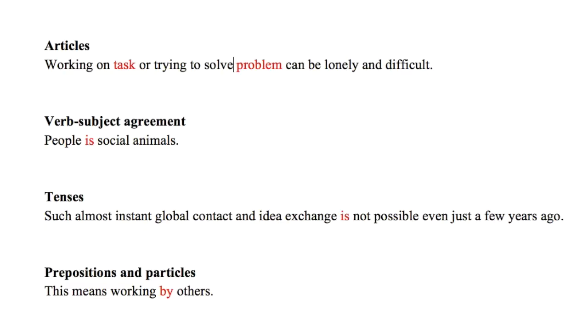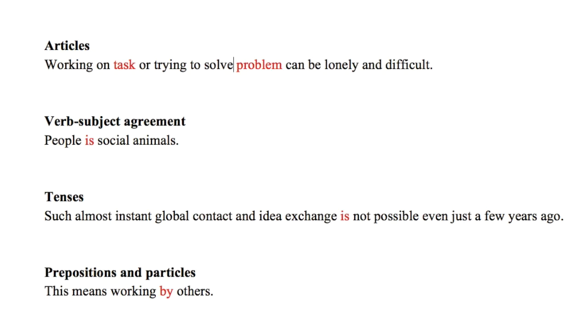There are a number of common errors that writers might frequently make in their reports. Each writer will have their own weak area, so it's difficult to generalise, but here are 4 typical ones. Articles, verb-subject agreement, tenses, and prepositions and particles. And let's just have a look at some simple examples that come from our model report.